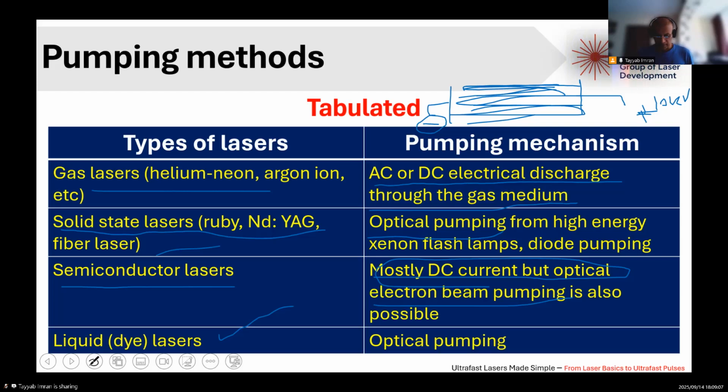And the chemical laser is a different story. In chemical lasers, two chemicals react with each other, and that is how population inversion is started. Some reactive agents are added in chemical lasers, but it's a complex theory. It's not in the scope of this course, so I'm just giving you a little link about it.